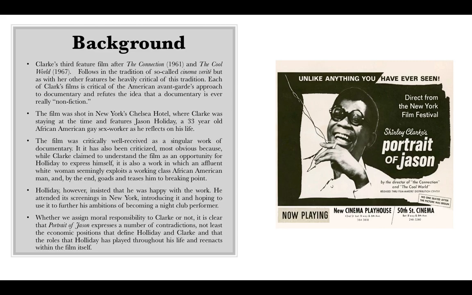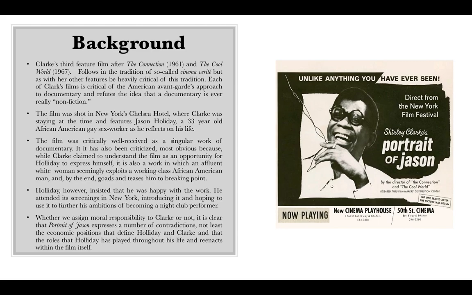It was well received. If you read contemporary reviews of it, people thought it was very interesting. More recently, there's still a fairly decent amount of critical writing on Portrait of Jason. It's a well-known independent film, Shirley Clarke's most famous film by a long way.